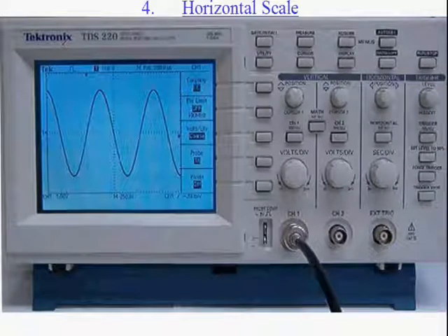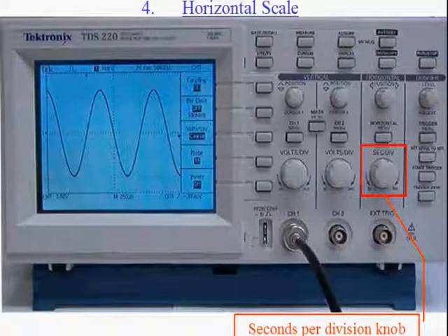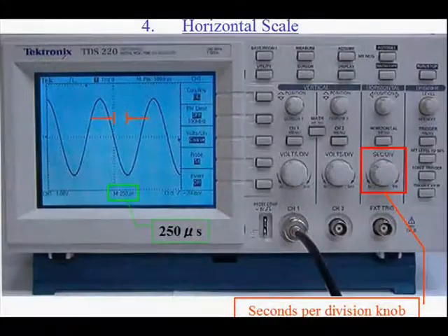Horizontal scale. The seconds per division knob selects the size along the x-axis. One horizontal grid represents a certain amount of time. You can find this value at the bottom center.